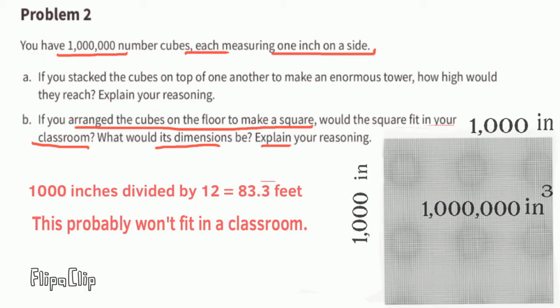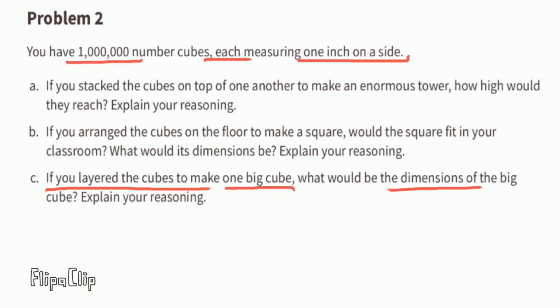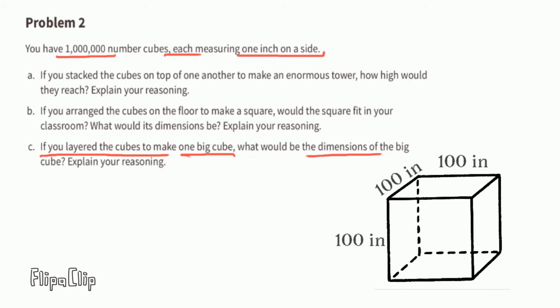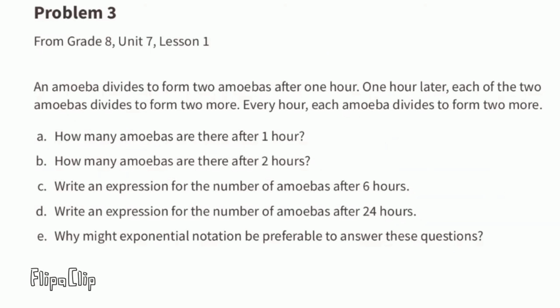C, if you layered the cubes to make one big cube, what would be the dimensions of the big cube? Explain your reasoning. The side lengths would be 100 inches because 100 times 100 times 100 equals 1 million inches cubed, and we have 1 million cubes with side lengths of 1 inch. Problem number 3 from 8th grade, Unit 7, Lesson 1.